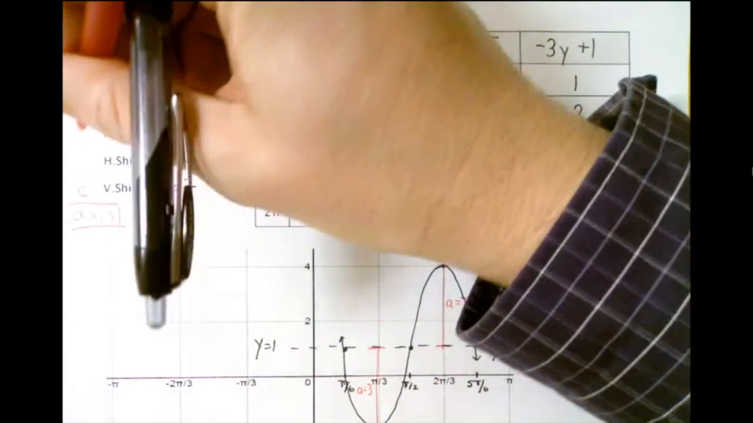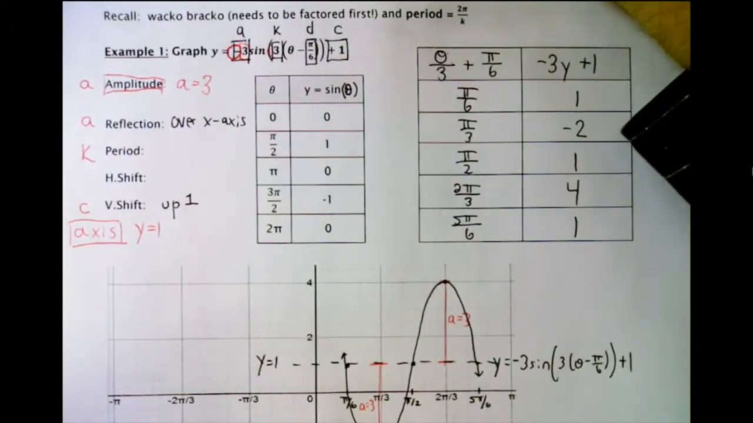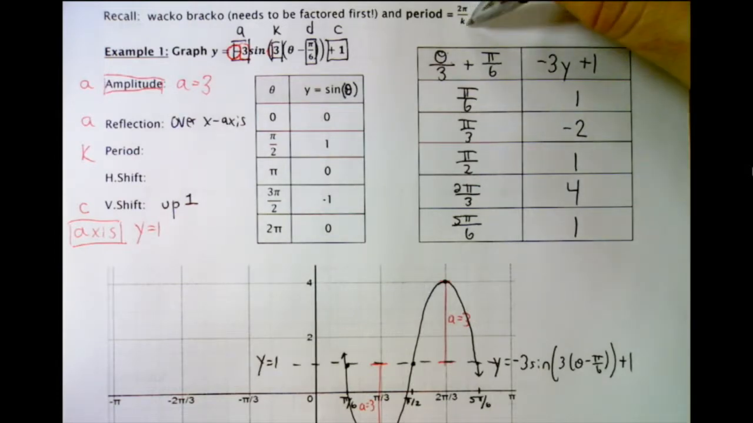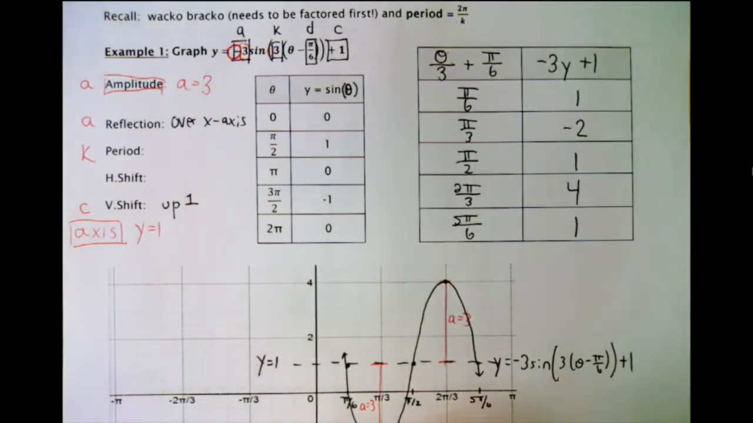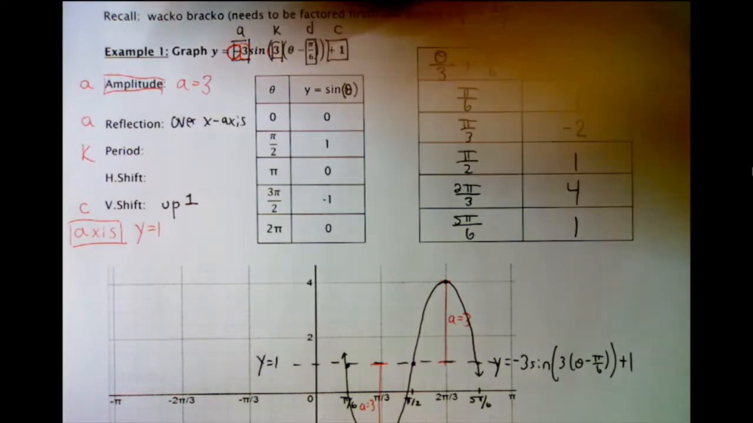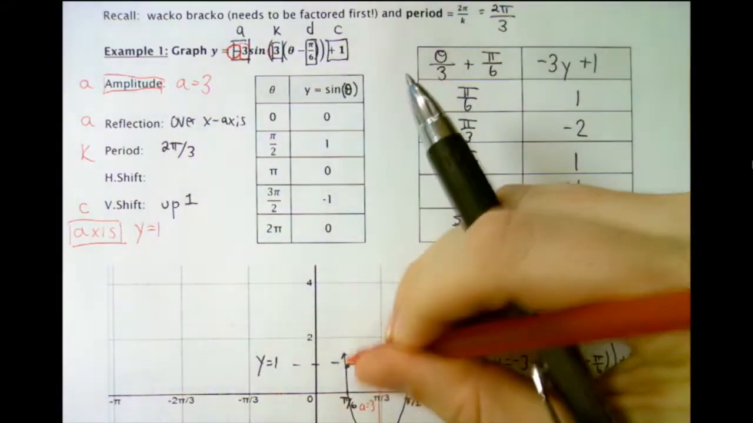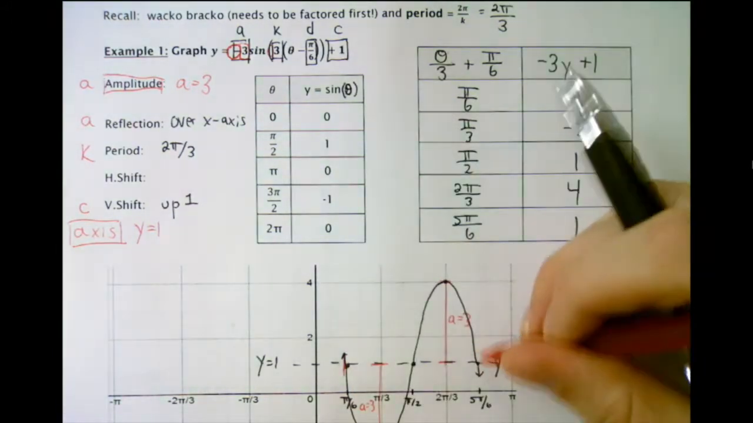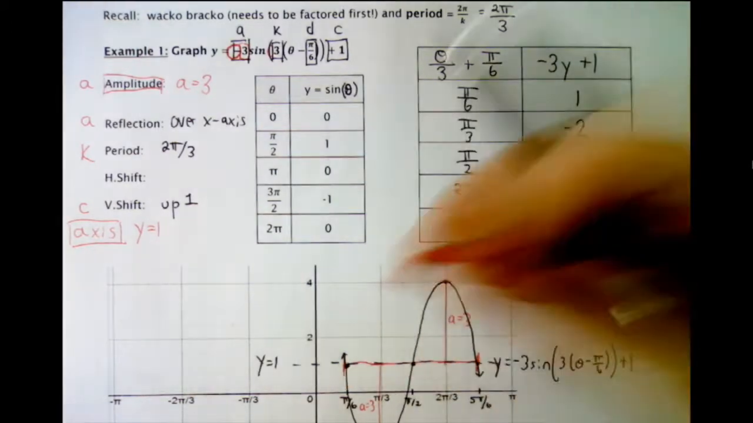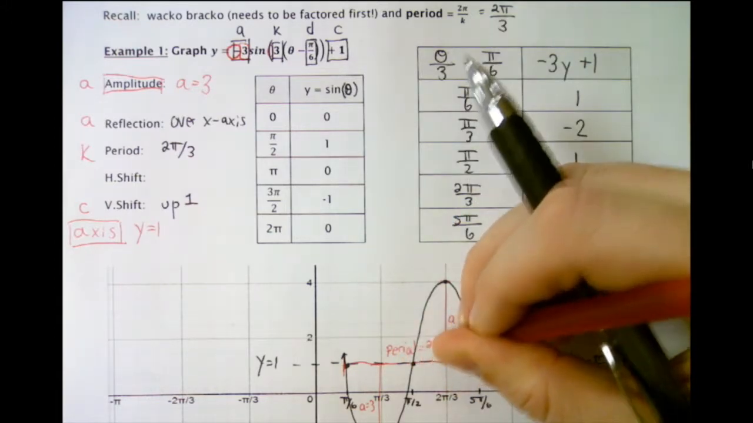The period comes from K, and the period, there's a little mini equation up here, is 2 pi, which is the period of the original sine function, divided by K, which is your horizontal compression factor. So in this case, it's 2 pi divided by 3. So that means we complete 1 cycle every 2 pi over 3 units. And we can check that on our graph too, because here between pi over 6 and 5 pi over 6, we complete 1 period, which is 2 pi over 3.